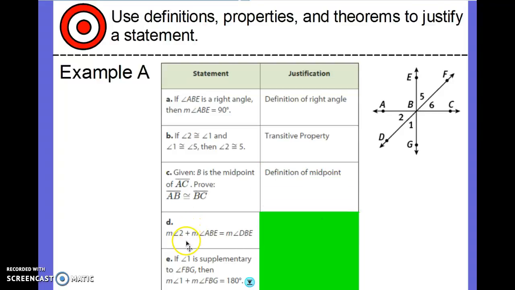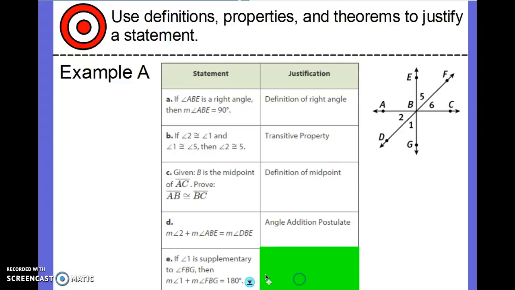And then for part D, we have the measure of angle 2 plus the measure of angle ABE equals the measure of angle DBE. If I look at that up here, notice this is angle 2, this is angle ABE, and the whole thing is angle DBE. Do you remember what it was that we had where you could add the two angles up to equal the bigger one? Yep, very good. That was the angle addition postulate.